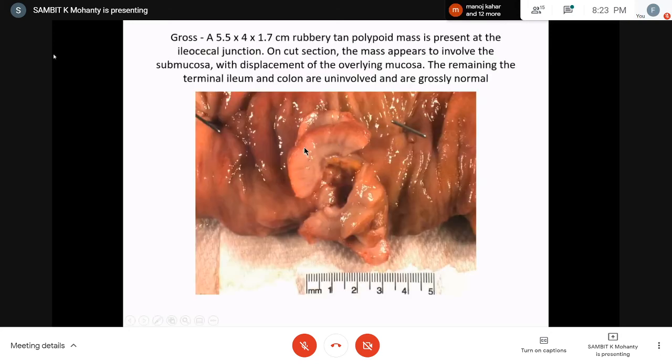So this is the mass. It's like a polyp. It was a 5.5 centimeter rubbery tan polypoid mass in the ileocecal area, and the cut surfaces appear to involve the submucosa. This is the muscle here, so it is expanding the submucosa with displacement of the overlying mucosa. It has a fleshy look. The remaining terminal ileum and colon are uninvolved and grossly normal.